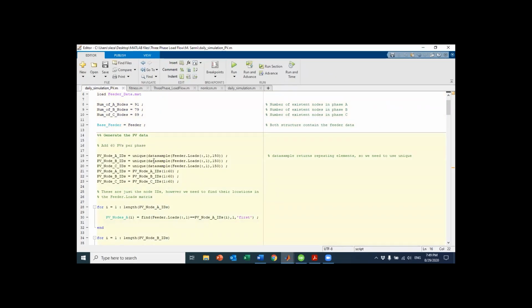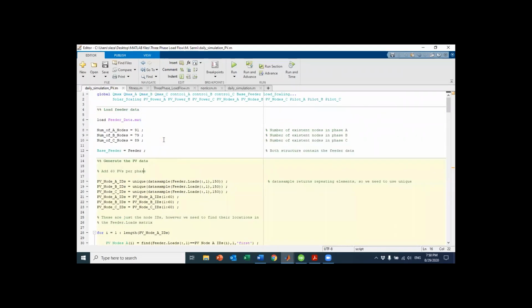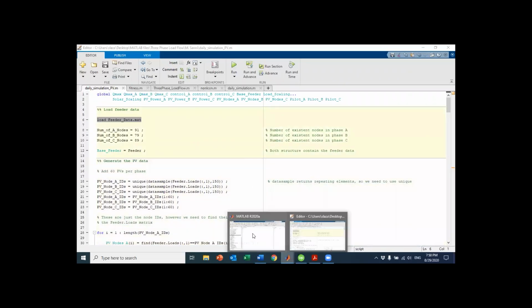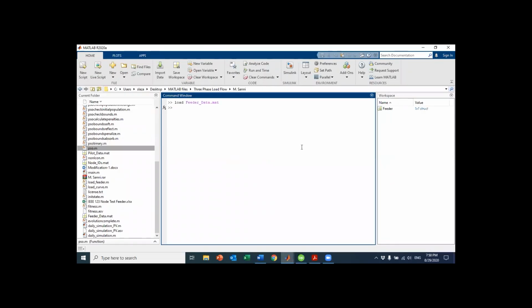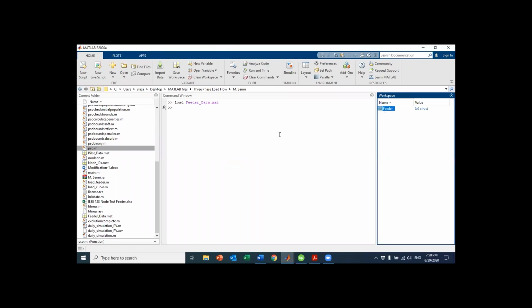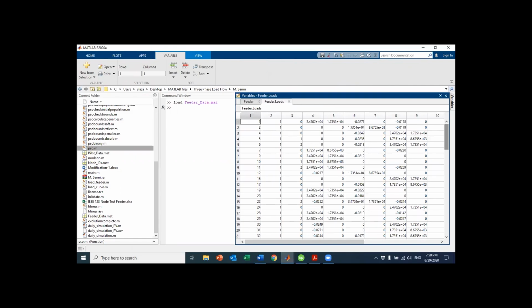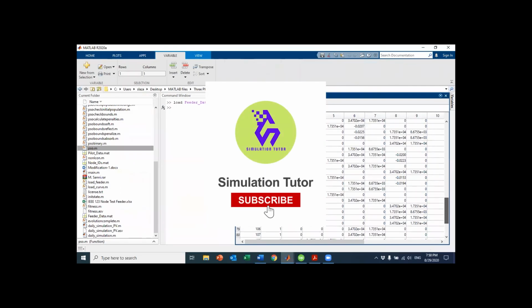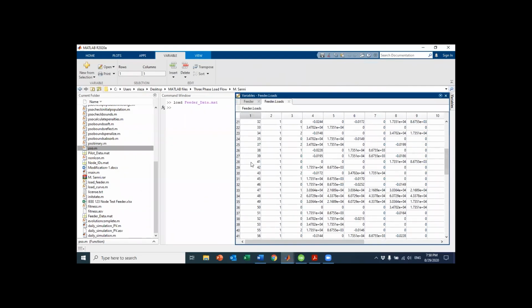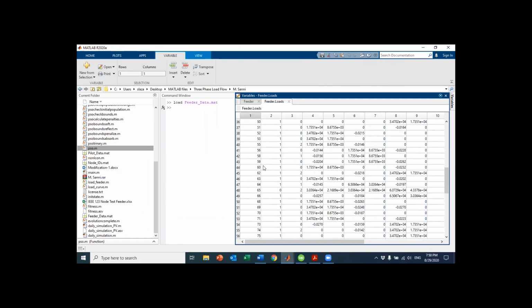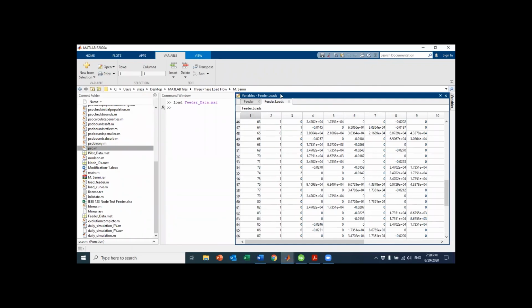So I just took a data sample out of the feeder loads, and if we take a look at the feeder loads, so let's see what are the feeder loads. So the feeder loads structure is none other than the loads in the system. So out of those nodes, which have some loads, we take 60 nodes to add the PVs.